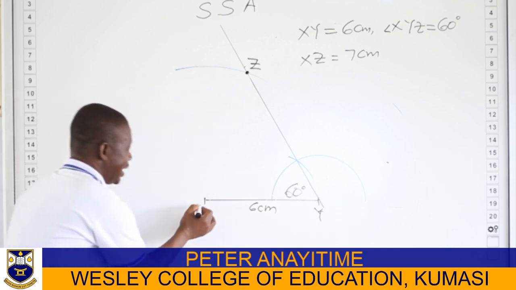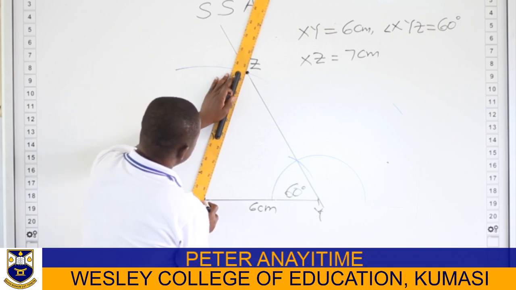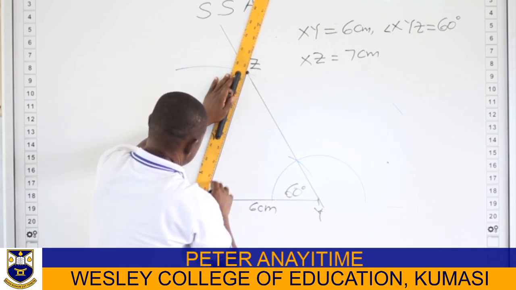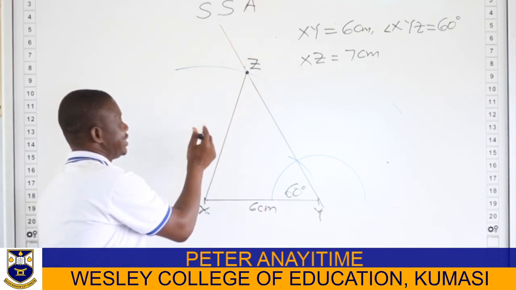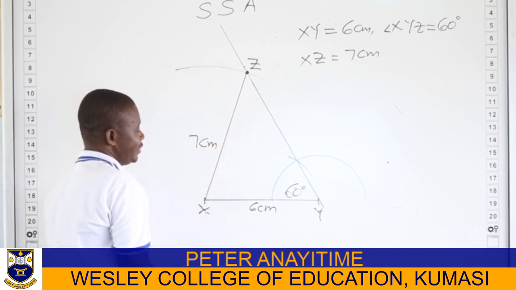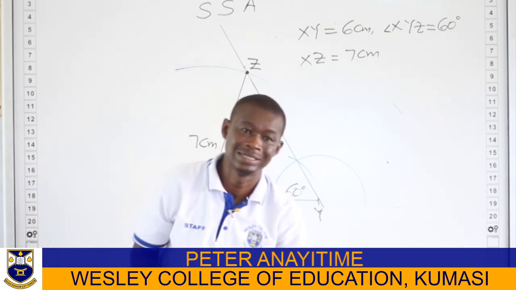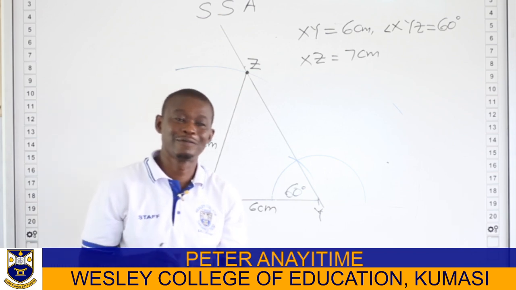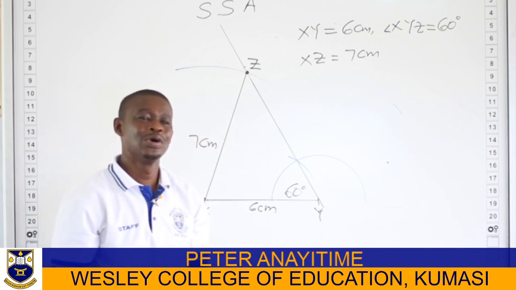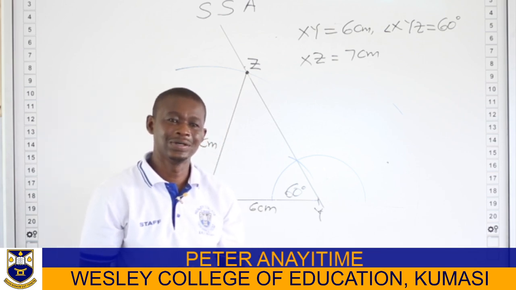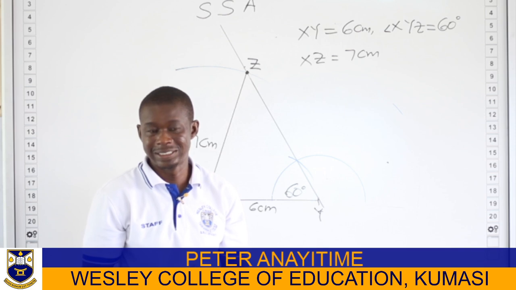So we have X, Y, and then Z. But we know XZ to be 7 centimeters. We know here to be 6 centimeters. That is how it is done. After this, if you are asked to find the perimeter, what are you going to do? So that is how you can construct a triangle when two sides are known, and then the angle between them is also known.